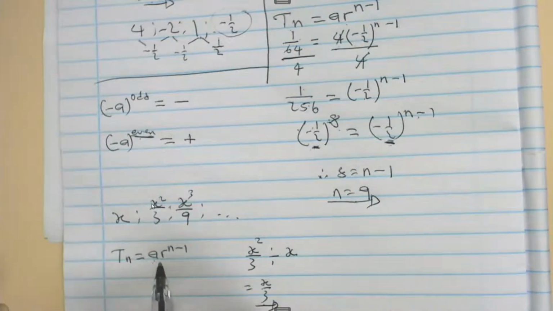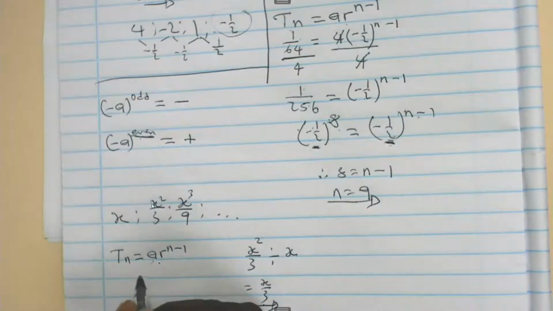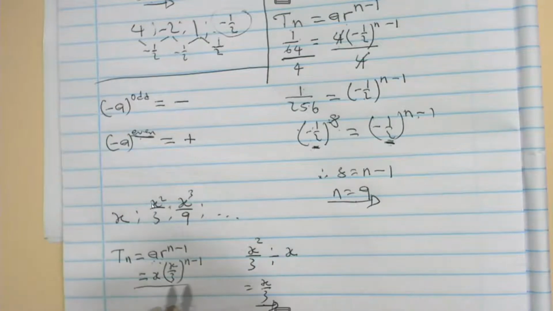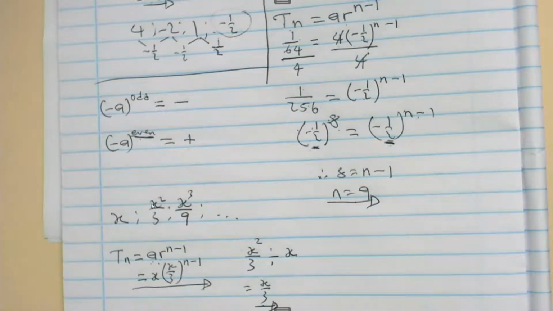Substitute r and a there, then we would have the nth term in terms of x. Our nth term in terms of x would be a, which is x, times r, which is x over 3, all to the power of n minus 1. This is the nth term in terms of x. Now, this is basically that about arithmetic sequence and geometric sequence.